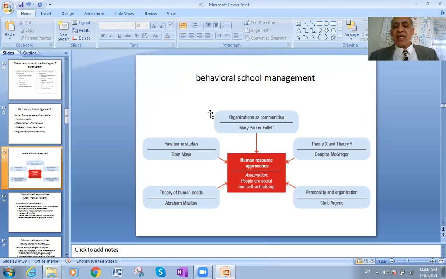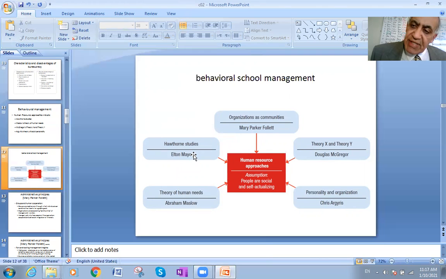This is a sketch, a graph that shows us the schools of management in front of you here. The behavioral school, we have Mary Parker Follett. She stressed the communication between people as a reason for success. X and Y theory, we will talk about it, for Douglas McGregor. We will divide the people into X model and Y model. Chris Argyris will talk about the personality and the organization.